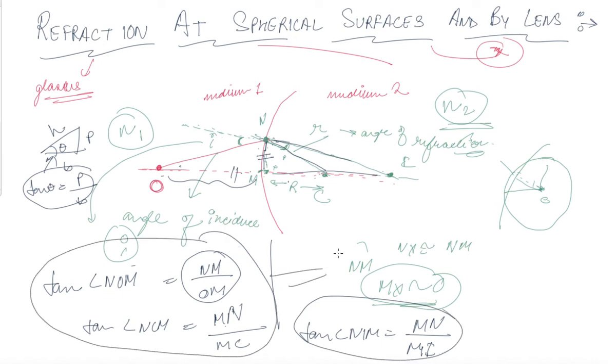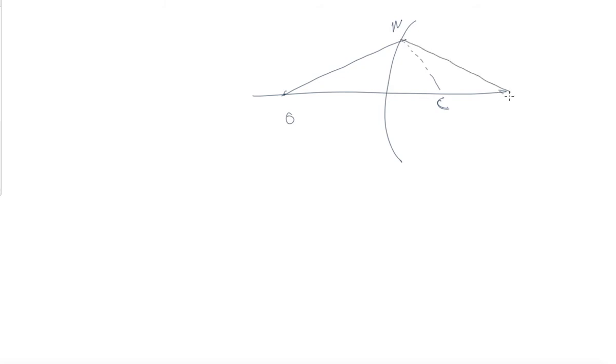Let's see what we can further derive. If you look at our previous slide, this was O, this was N, a line of this was C, the center of curvature, and a different line was I, and this was M. So we had all of this.